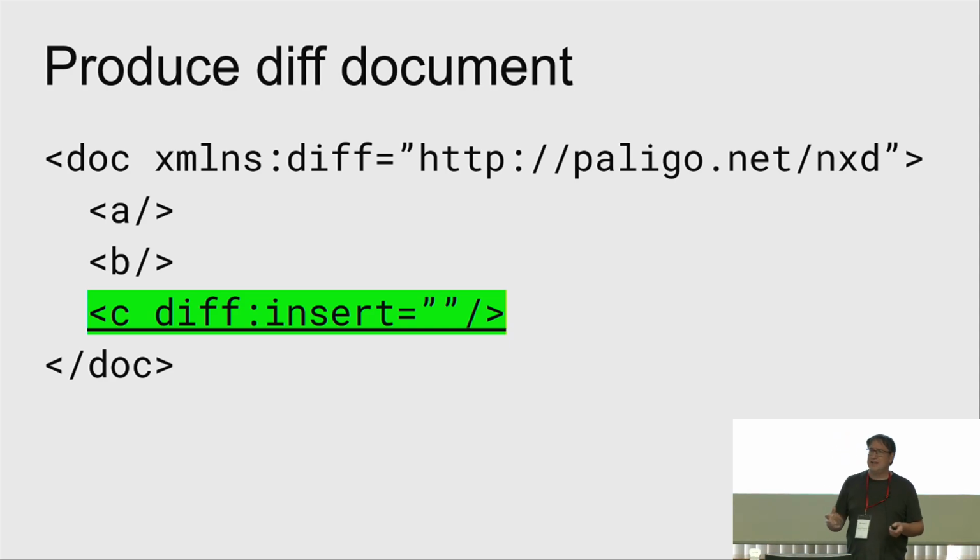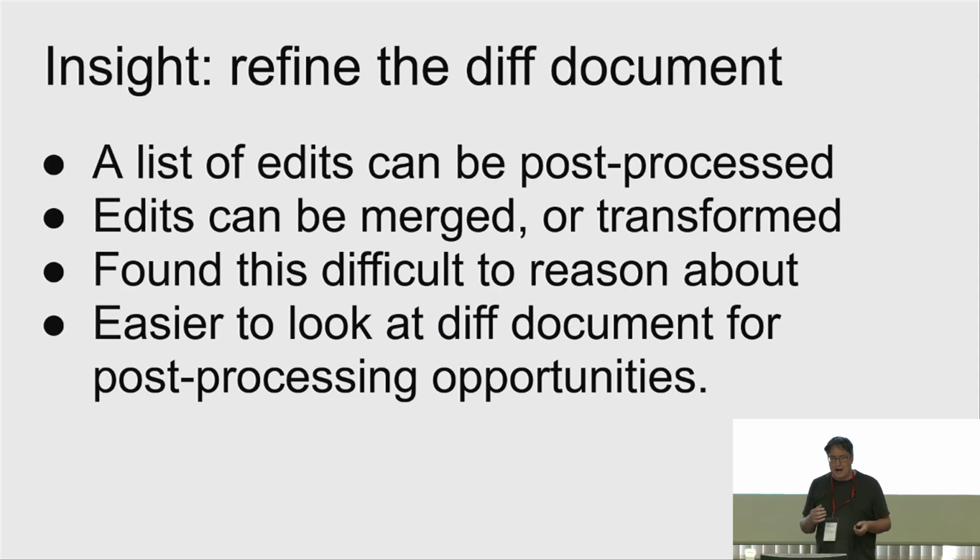The other thing that I did that the J&Diff tool does support, and the XML-diff Python library also supports, is to produce some kind of diff document that describes the difference. But I really focused on this diff document because I found it much easier to reason about than a sequence of insert and delete operations for the many situations. So here you have your diff document. You could refine a list of edits and post-process them, and you could merge or transform these edits, but it's easier to reason about in a diff document.